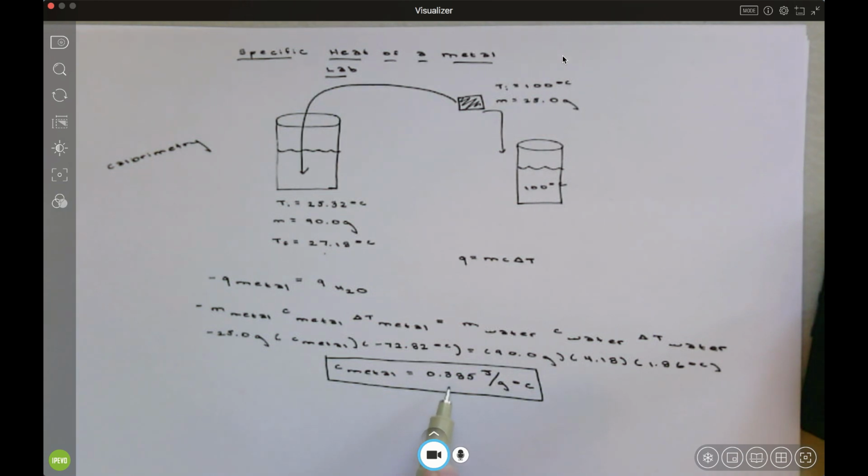And then I can go and say, hey, all right, if I know the specific heat of my metal, now let's look at all of the different possibilities for what it could be and match it up to see if that matches up with the specific heat that I'm interested in. And that's it.